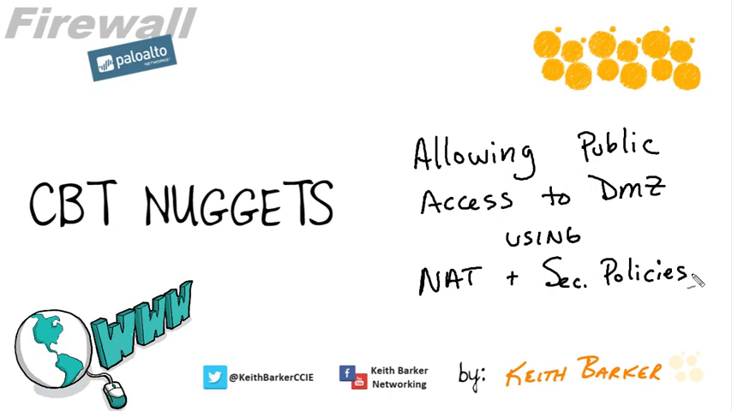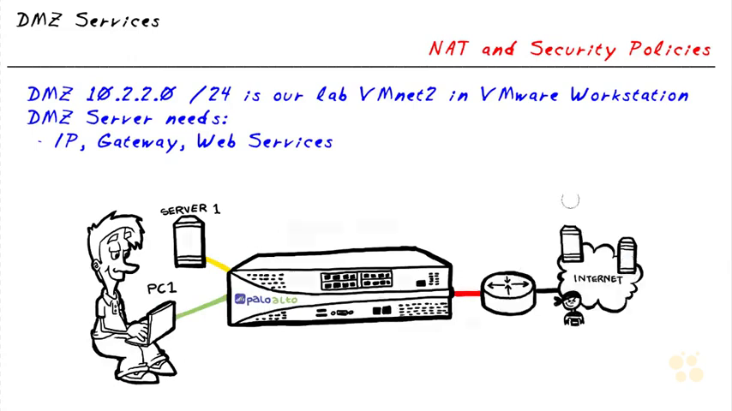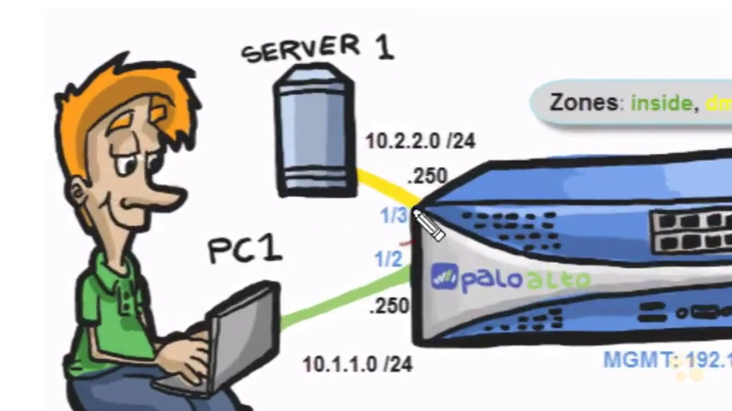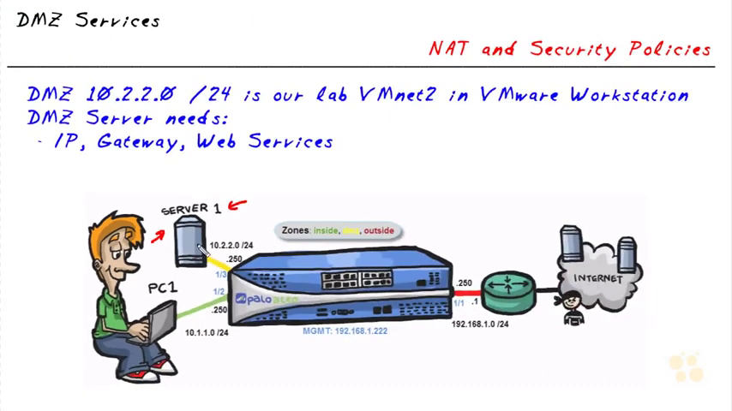Let's begin. All right, my friend, here's our game plan. We've got this interface 1/3 that's associated with the DMZ zone on the Palo Alto firewall, and we're directly connected to the 10.2.2 subnet. We've also got a server, or we will have a server here in a moment, that we want to make available. It's got HTTP services, and we want it to be accessible by people like Lois out here on the internet.